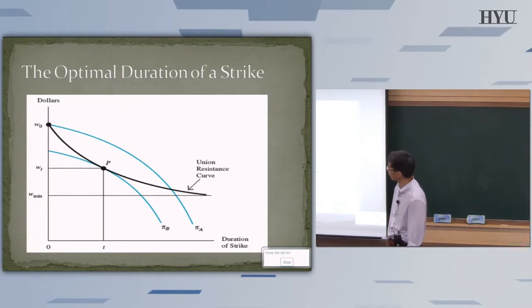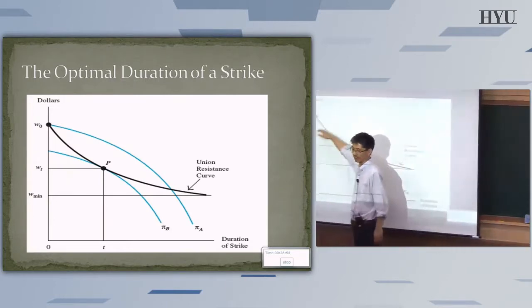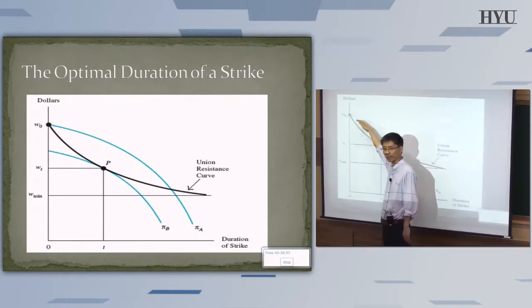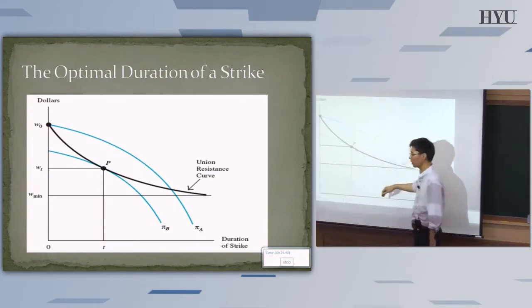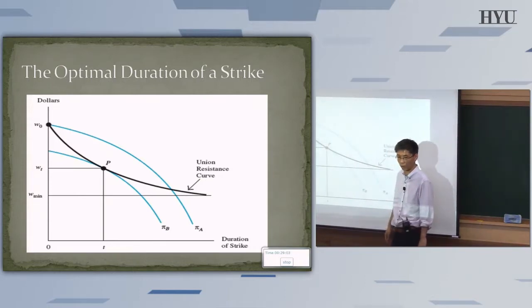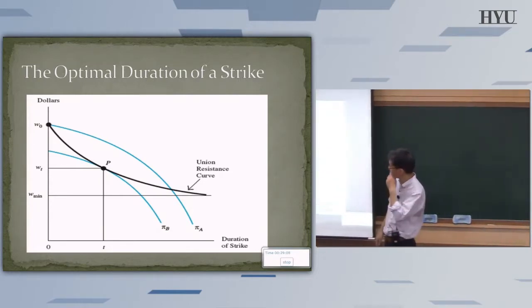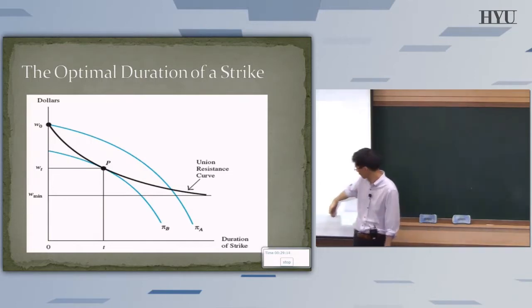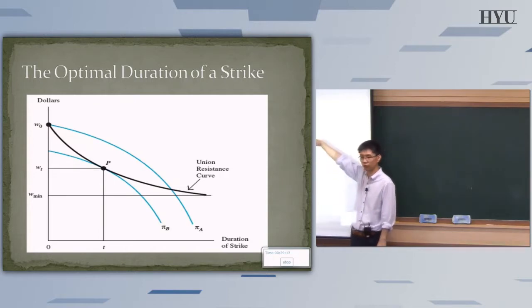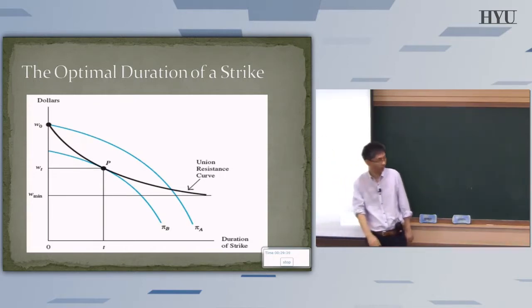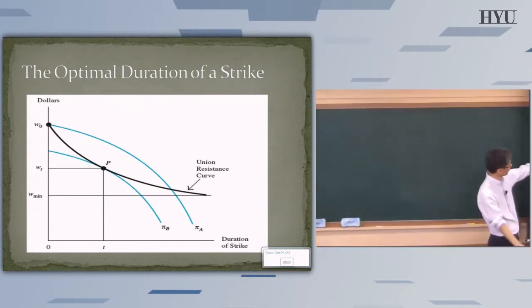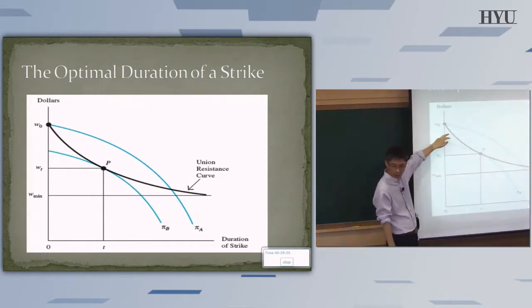What it shows is that as wage increases, the firm's profit will be smaller. As the duration increases, the firm's profit will be smaller. So the firm's isoprofit curve is negatively sloped. As the duration of strike increases, to be on the same profit, they should lower the wage. And as you can see, pi A and pi B, which one has the bigger profit? Pi B has the bigger profit.